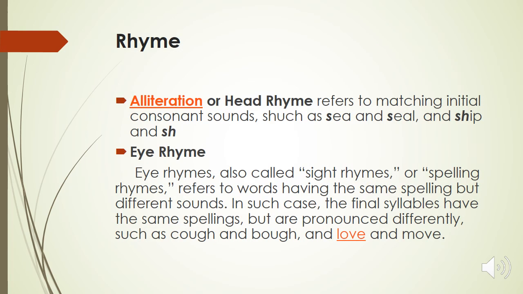Okay, our next type of rhyme is alliteration or head rhyme. It refers to matching the initial consonant sounds, such as sea and seal, or ship and shell. Okay, and the next, a very specific, quite interesting variation of rhyme is eye rhyme. That is also called sight rhymes or spelling rhymes. It refers to words that have the same spelling but different sounds. In such cases, the final syllables have the same spellings, but they are pronounced in a different way, such as cough and bow, or love and move.